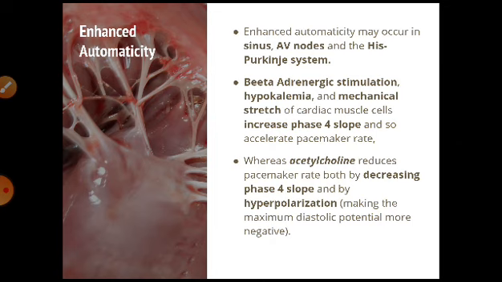So, enhanced automaticity. Automaticity means that the cardiac muscles or cardiac cells are able to produce depolarization spontaneously, and they continue producing it. That condition makes them automatic cells. So they have that automaticity in them, and they can generate their own impulse.